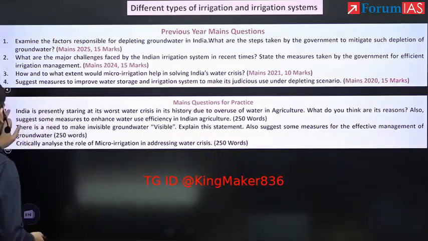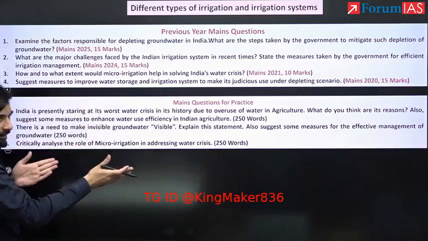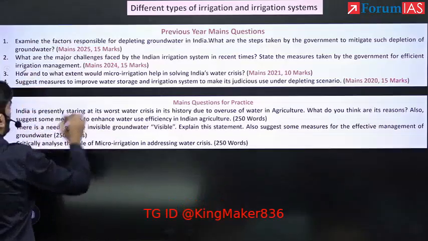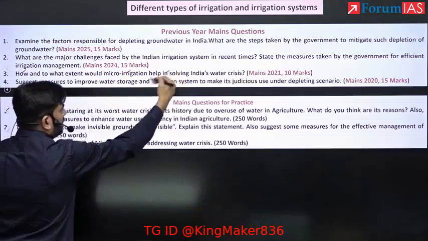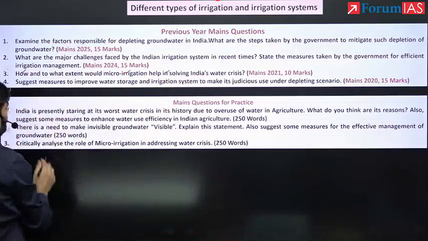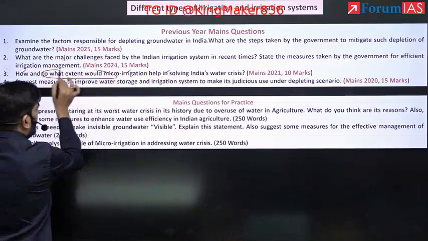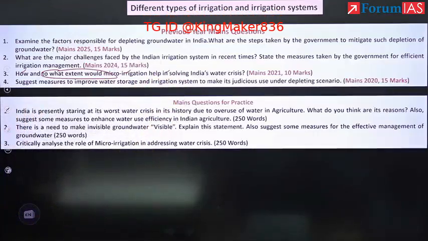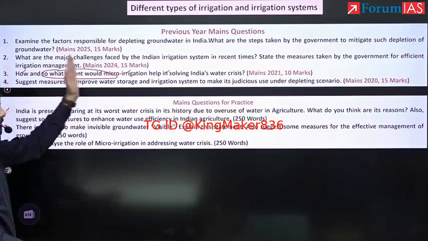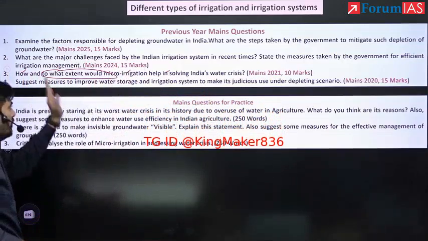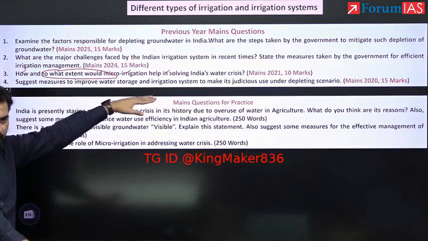So this question should actually be broken down into two parts. Part one, how micro irrigation helps in solving water crisis. Part two, to what extent would micro irrigation solve the water crisis. इसका इंट्रोडक्शन क्या होना चाहिए? The present status of micro irrigation. Once you write the present status of micro irrigation, in the body the answer part 1, how micro irrigation solves water crisis. Part 2, to what extent micro irrigation solves water crisis.